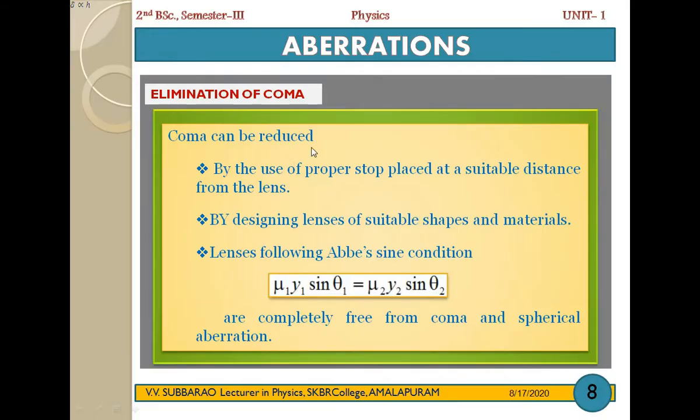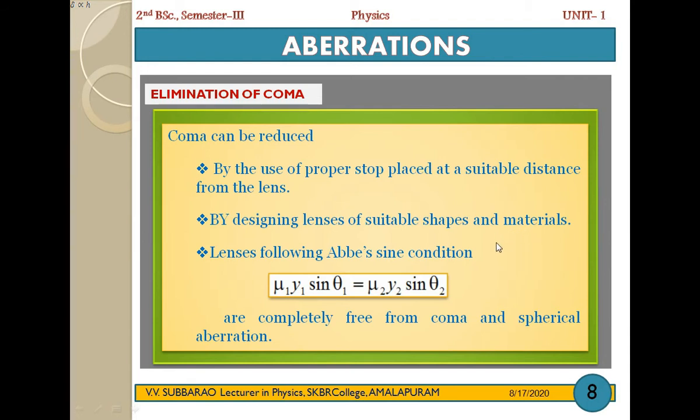Elimination of coma. Coma can be reduced by the use of a proper stop placed at a suitable distance from the lens. By making use of stops, either the paraxial rays or marginal rays will be cut off, and we can get a point image. This is the first method. The second method is designing lenses of suitable shapes and materials. By properly selecting the shapes and materials for the lenses, we can eliminate coma.